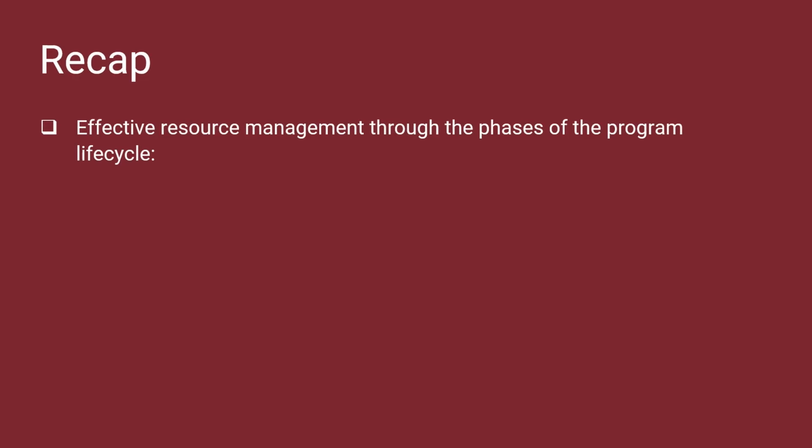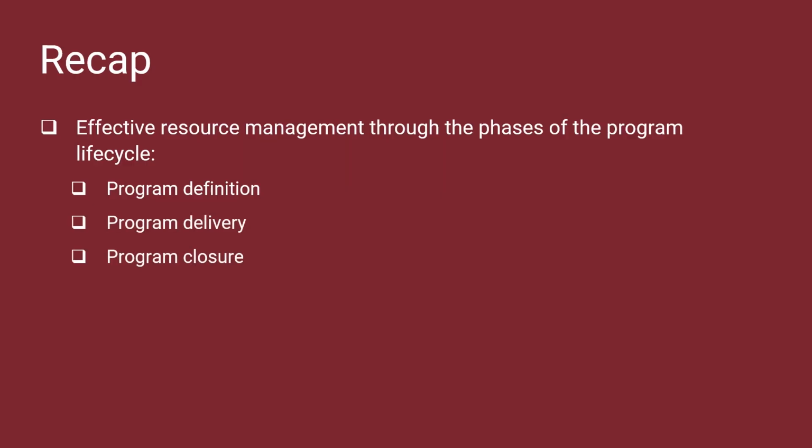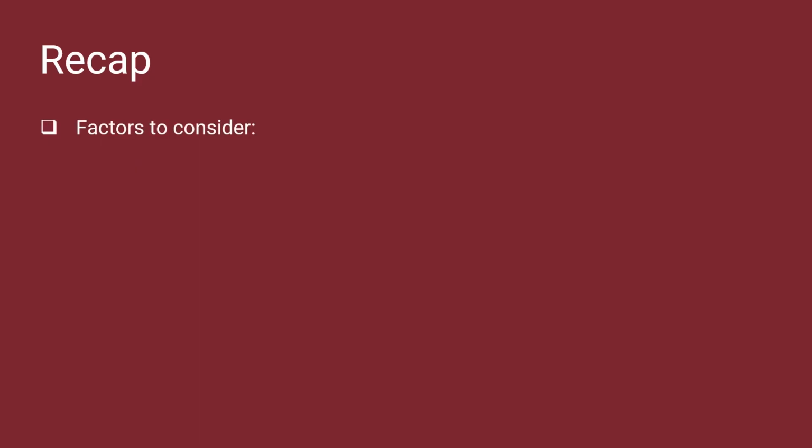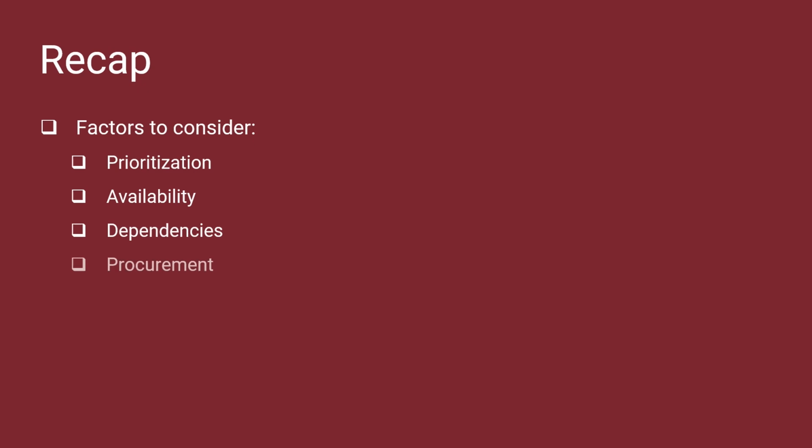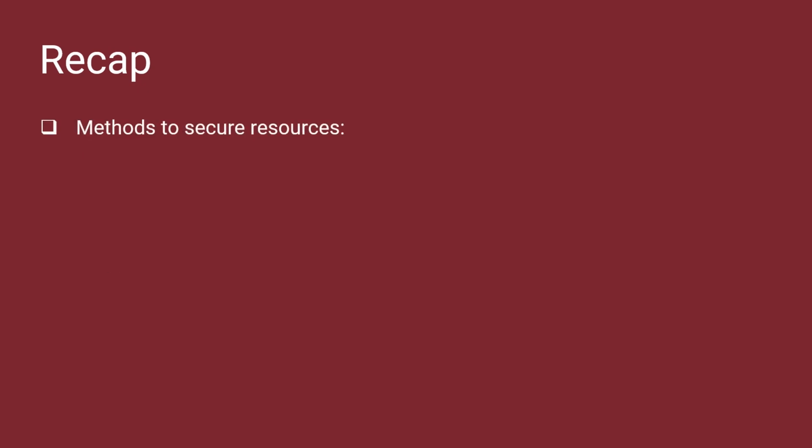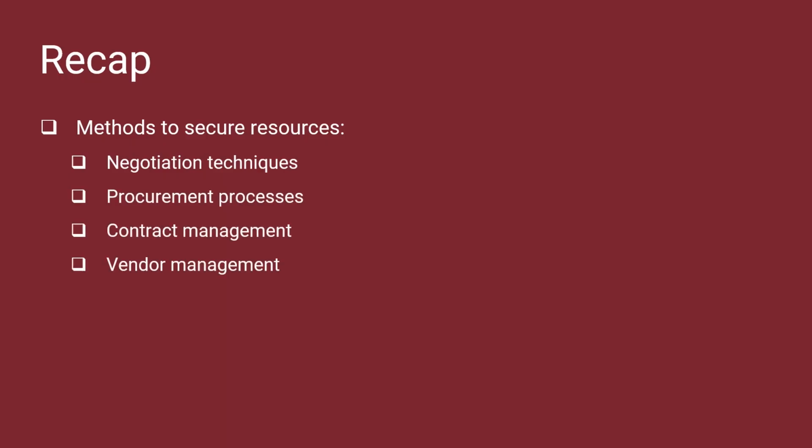decisions. In this video, you learned that effective resource management is crucial through all the program lifecycle phases, including program definition, program delivery, and program closure. To manage a program effectively, a program manager should consider several factors, including prioritization, availability, dependencies, and procurement. A program manager uses various methods and strategies to secure the resources needed to effectively achieve a program's goals and objectives, including negotiation techniques, procurement processes, contract management, vendor management, and financial management.